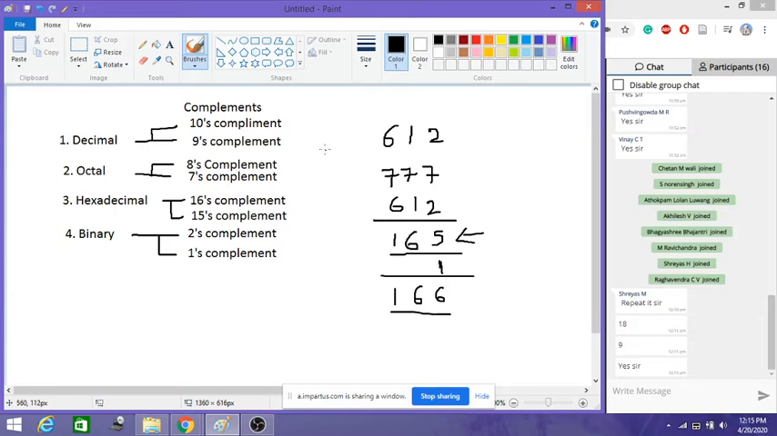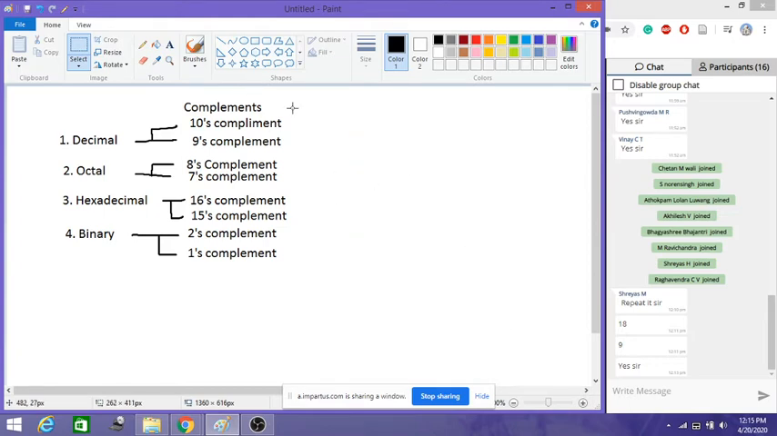Hope you understood. So now let us talk about the 16's complement and 15's complement. So let me take a number here. Let us take 8AC7. So here the maximum number is F in case of hexadecimal, so I have to take 4 F's because there are 4 digits. So subtract this by F first.